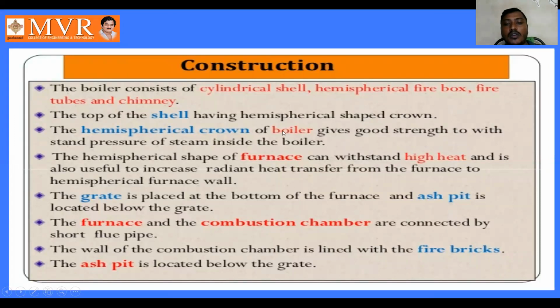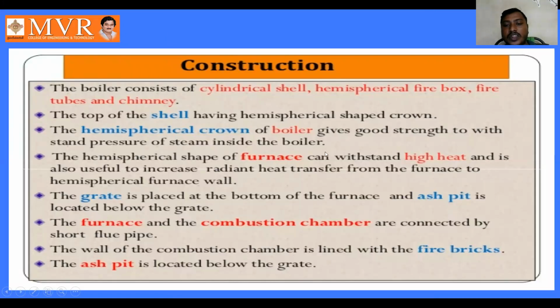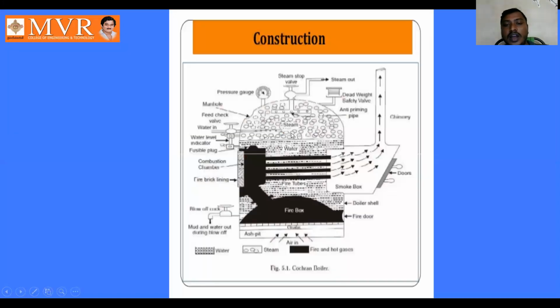The hemispherical crown of the boiler gives good strength to withstand the pressure of steam inside the boiler. The hemispherical shape of the furnace can withstand high heat, and is also useful to increase radiant heat transfer from the furnace to the furnace wall.